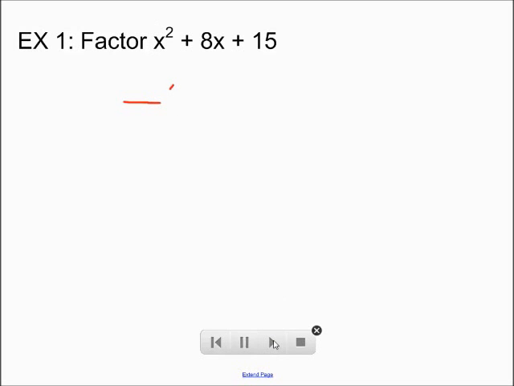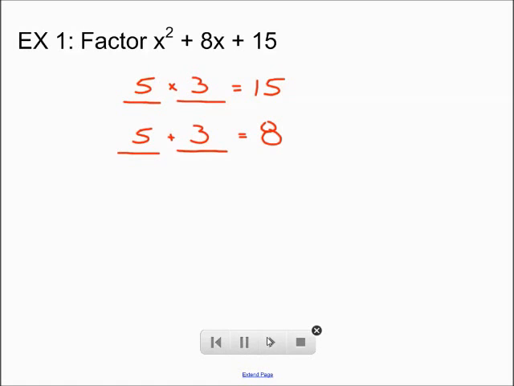Here's what we're doing. We're looking for factors of 15 that add up to 8, which is b. And this is always going to be the case when we're factoring ax squared plus bx plus c when a is 1. We're going to look for factors of c that add up to b. So there's a limited number of factors of 15, but you can go through them in your head pretty quick, like 1 and 15, 3 and 5, and there we go. 5 times 3 is 15, and 5 plus 3 is 8. It really doesn't matter which order you have them in.